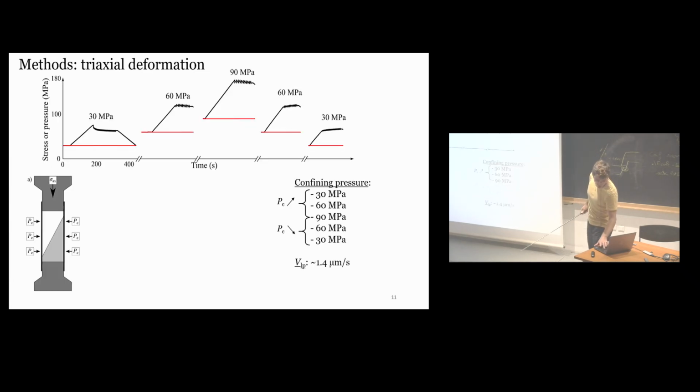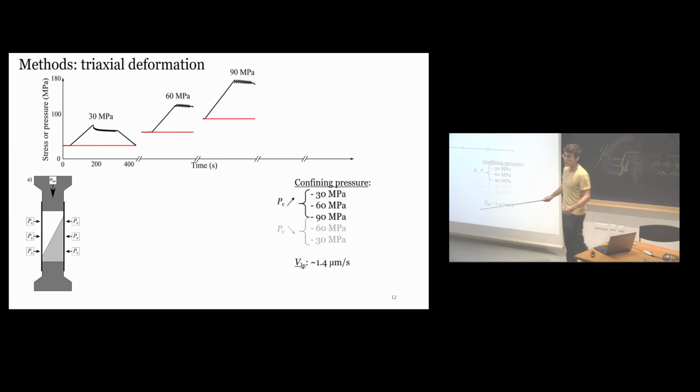So what we did is this: you have the pressure as a function of time that we apply on our sample. We put a confining pressure of 30 MPa, and then we deform our sample and produce some seismic cycles. Then we increase the confining pressure to 60 MPa, produce some seismic cycles, then 90 MPa, and then we went back to 60 and 30 MPa. During the talk, I will mainly discuss the effect of this increasing confining pressure, and at the end, a bit of this decrease.